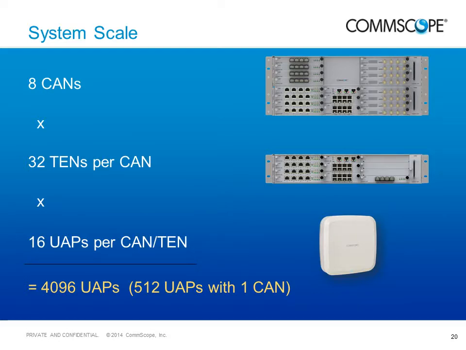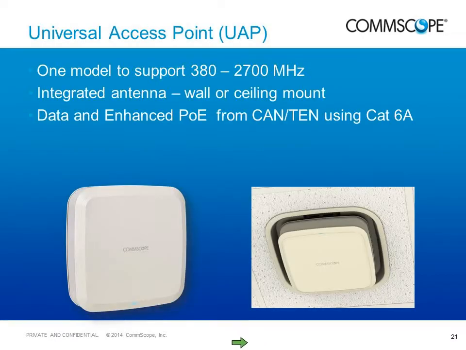The UAP, or Universal Access Point, we only have one model available that supports the entire spectrum from 380 to 2700 megahertz. The antennas are built into the UAP. It can be mounted on the wall or in the ceiling. And again, it is powered, and the data is provided to the UAP using Cat6a cable.